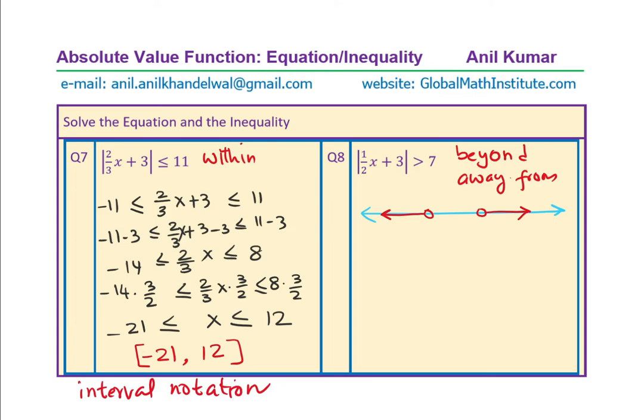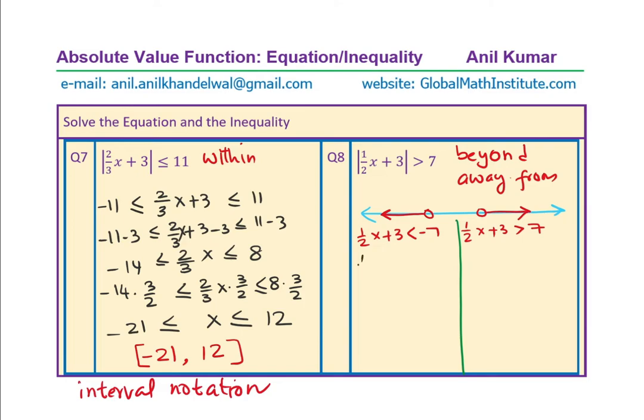So that means we are solving two inequalities. One of them is half of x plus 3 is greater than 7. And on the other hand, we are saying half of x plus 3 is less than minus 7. You get the idea. So these are the two inequalities which you need to solve now. These are linear inequalities. You have already mastered those skills. Else, you can look into my videos on that. Perfect. Now let's see, how do we solve this?